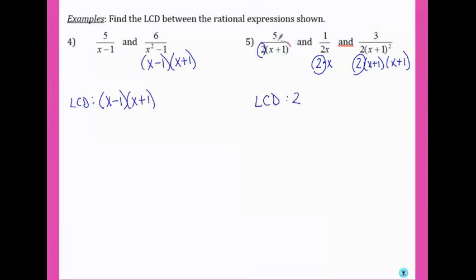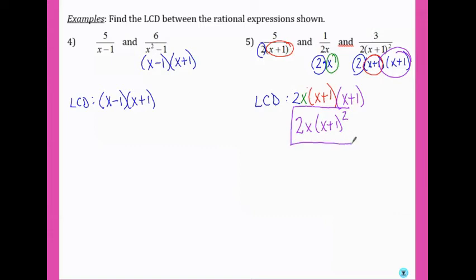This first one also wants there to be an x plus 1, which takes care of that x plus 1. This denominator also wants there to be just a single x. And then this denominator wants us to have an additional x plus 1. This could also be written as 2x times x plus 1 squared. So each piece of every denominator needs to be in there. It only needs to be repeated if it's in one denominator twice.